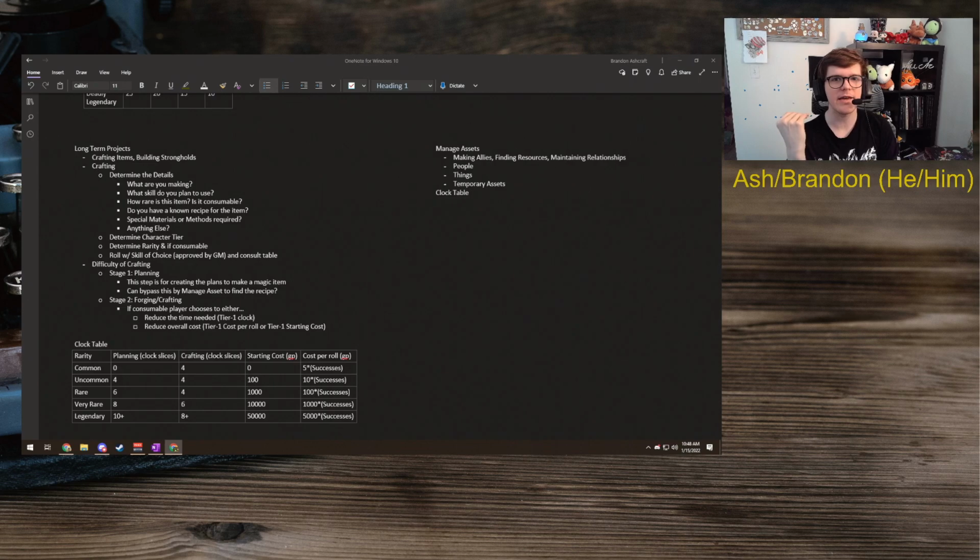So let's take a Flame Tongue Longsword. What are you making? Flame Tongue Longsword. What skill do you plan to use to make this? Either blacksmithing or arcana, depending on what's required. How rare is this item? Is it consumable? It is a rare item. It is not consumable. But you could add that it has limited uses to make it different. Do you have a known recipe for this item? No. So you're going to have to spend time planning.